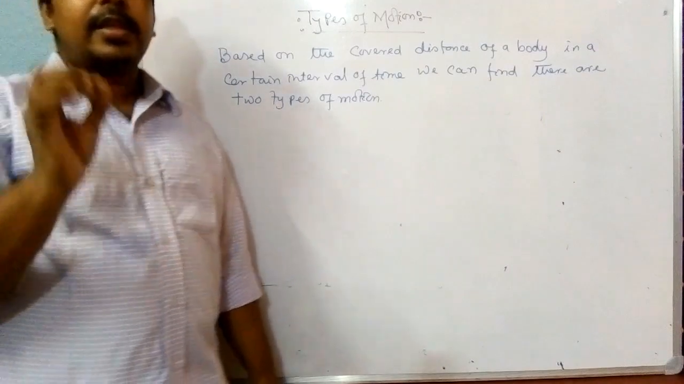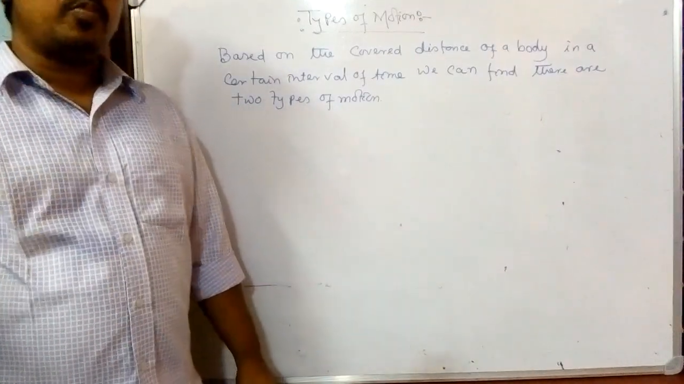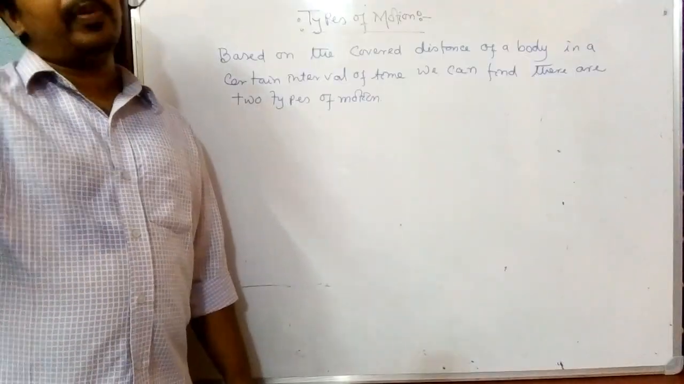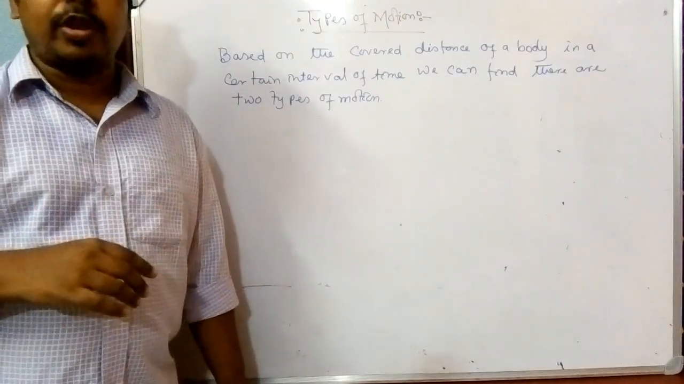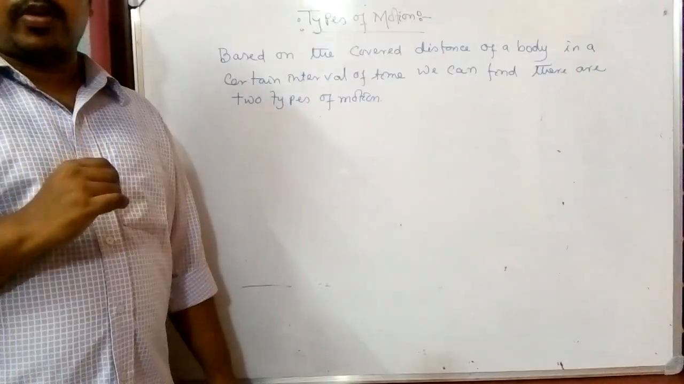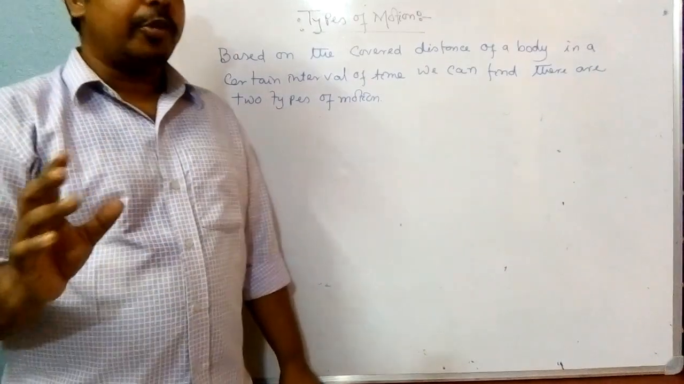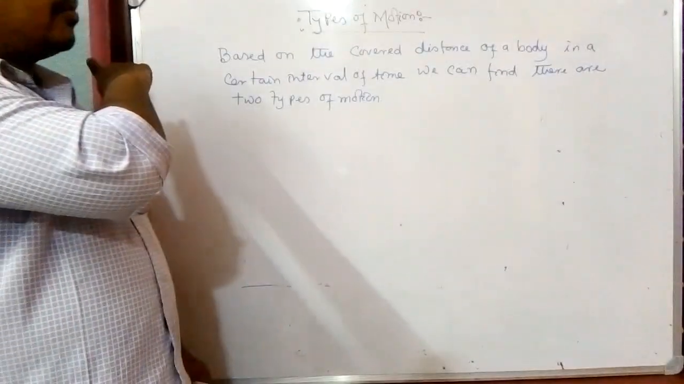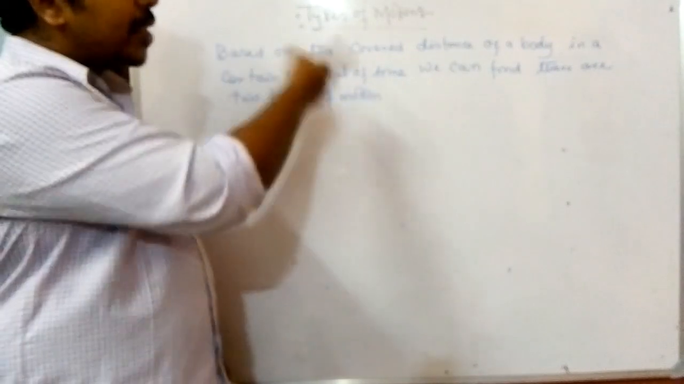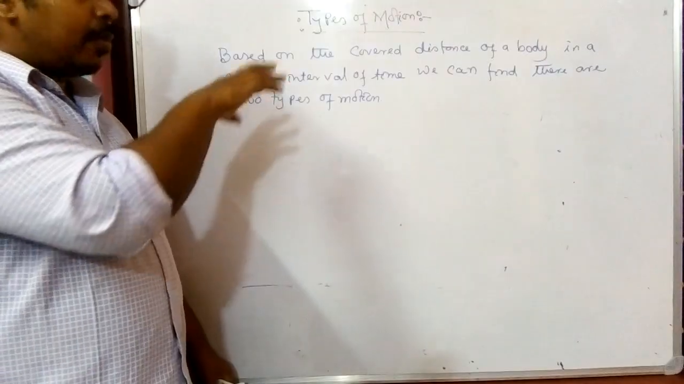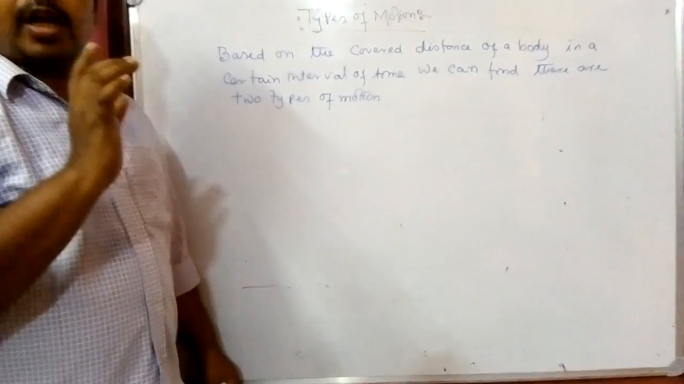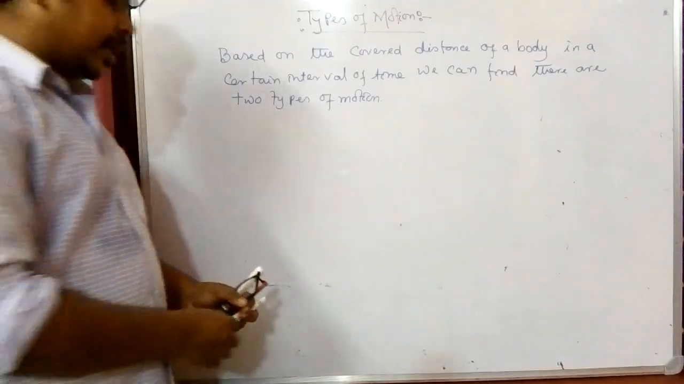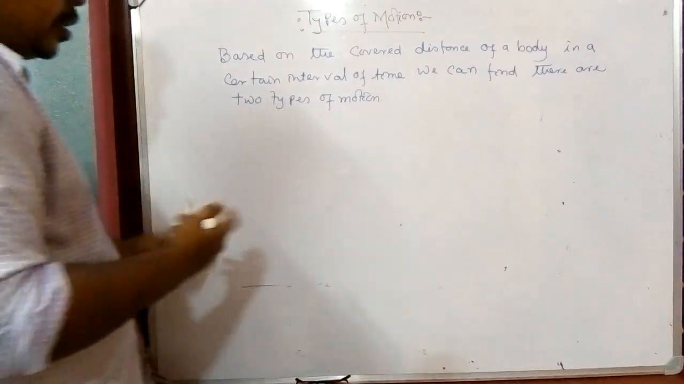Or if it is given only to write down the types of motion, then you have to write the previous answer you have learned. There are 7 or 8 kinds of motion you have learned earlier. Okay, so I think there shouldn't be any confusion. If it is asked to write down the types of motion based on the covered distance by a body in a certain interval of time, then you will have to come here. Otherwise, you have to write the previous answer. Okay, so what are those types of motion? Let's see.